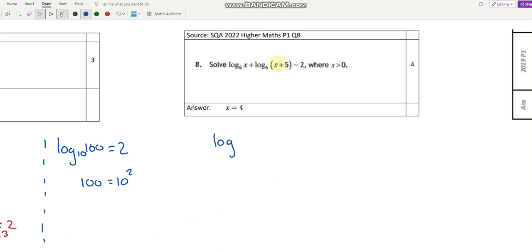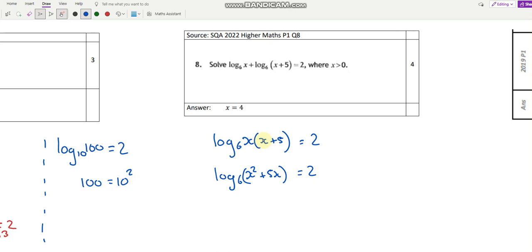So I've got log 6x, now I'm adding these two together, so that means I can multiply. So that's going to be x plus 5, and that is equal to 2. So all I've done there is multiply these terms. Because I'm adding them, I can multiply the arguments. Brilliant. So suppose I could multiply the bracket out. So the x squared plus 5x, keep that in a little bracket.